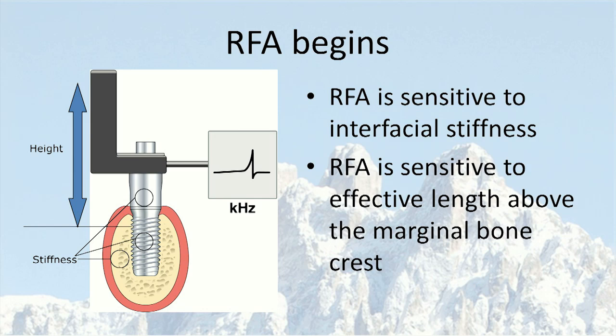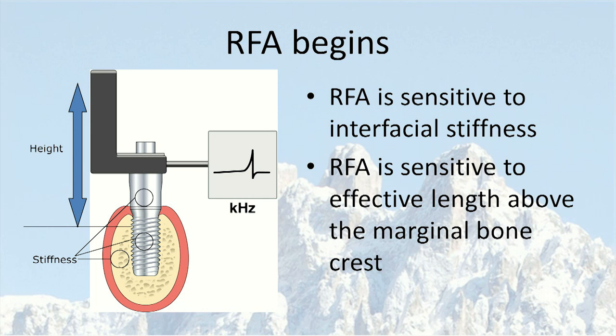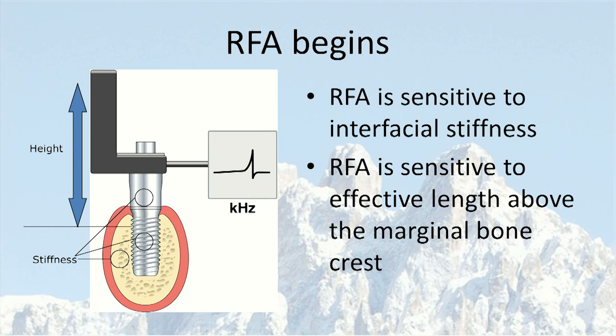So this could explain why we could sometimes measure low resonance frequencies, and in other examples we could measure high resonance frequencies. What we also found out is that resonance frequency analysis is sensitive to what we call the effective length above the marginal bone crest. This is analogous to a tuning fork: if you increase the length of the beams, the tone will become lower, and the resonance frequency will decrease. So if we have some kind of defect or marginal bone resorption around an implant, the resonance frequency will be lower as a physical effect, since the vibrating beam is becoming longer. So it means that the technique is also sensitive to identifying marginal bone resorption.